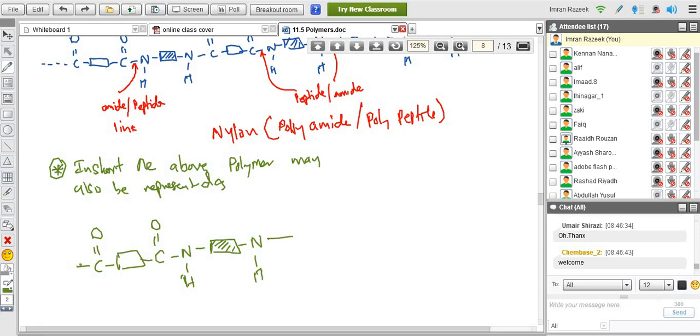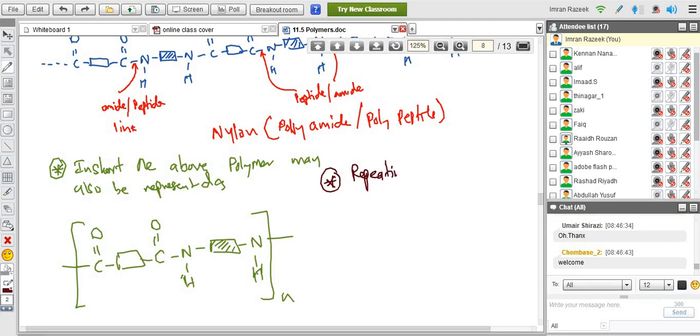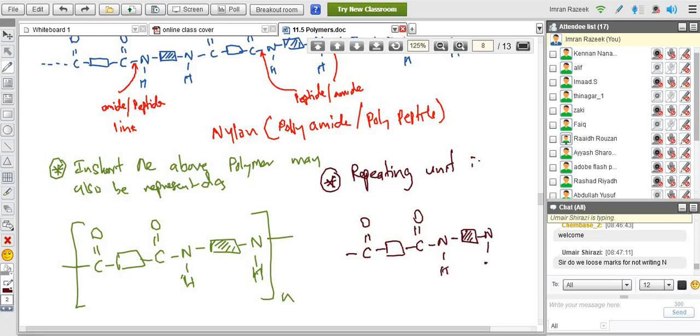This is one repeating unit, and then you put a square bracket and you put N. Don't forget the N. N shows many repeating units. As for the repeating unit alone, you draw the structure without the N. The repeating unit will not have the N. It's the same structure, one of each monomer, dicarboxylic and diamine together, just one. That will give you the repeating unit without the N.